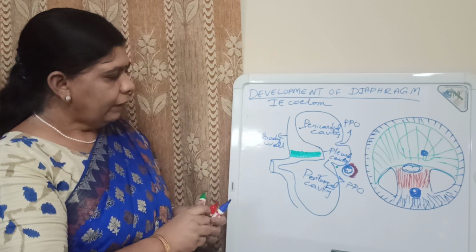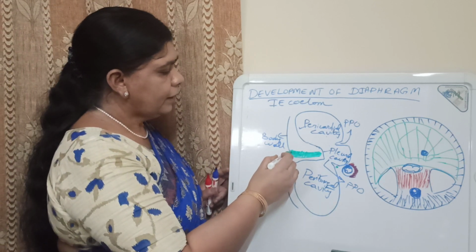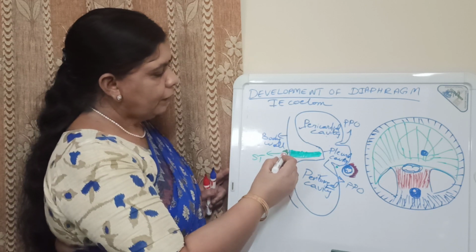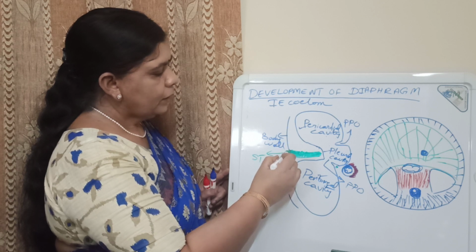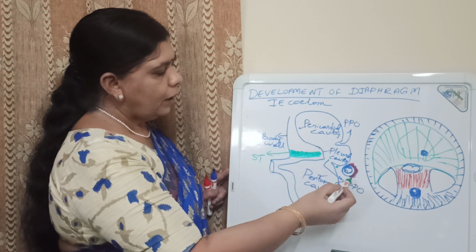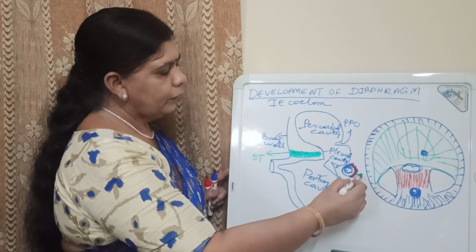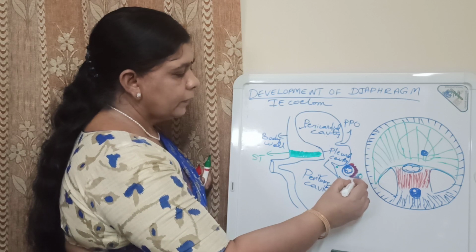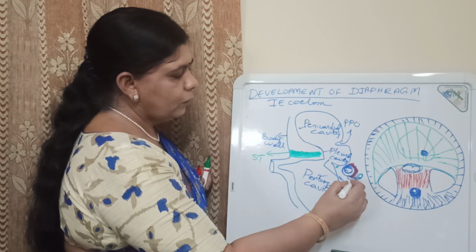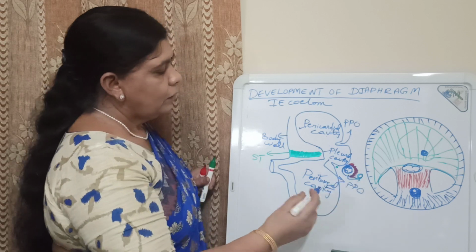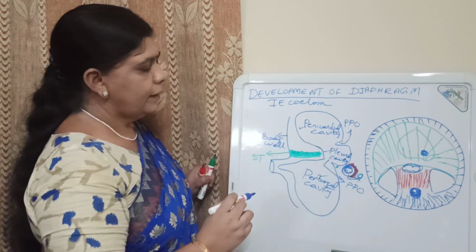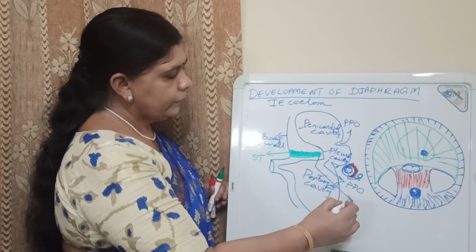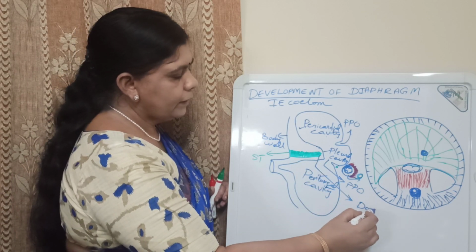This diaphragm develops from the septum transversum. So this is the septum transversum which develops from the body wall. So this is developing from the body wall up to the esophageal segment of the foregut. So up to that it is extending, and the dorsal margin of this septum transversum is free.